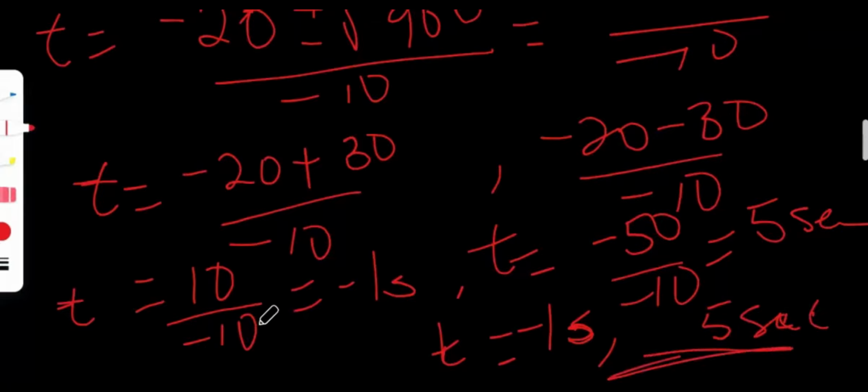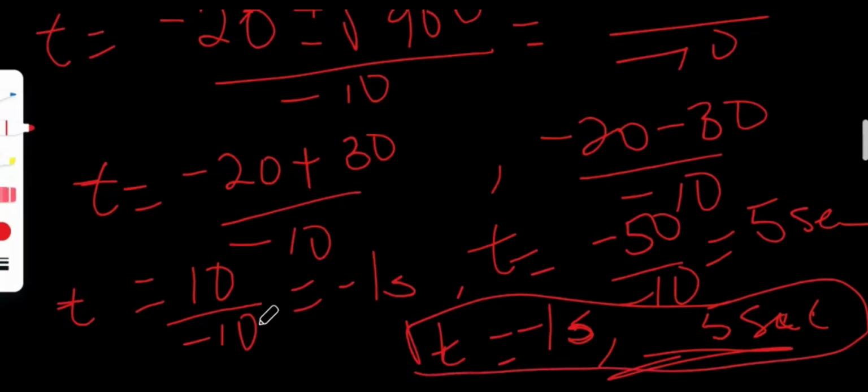Okay, those are the values of t. The time cannot be a negative value, so the flight time of the cannonball is 5 seconds.